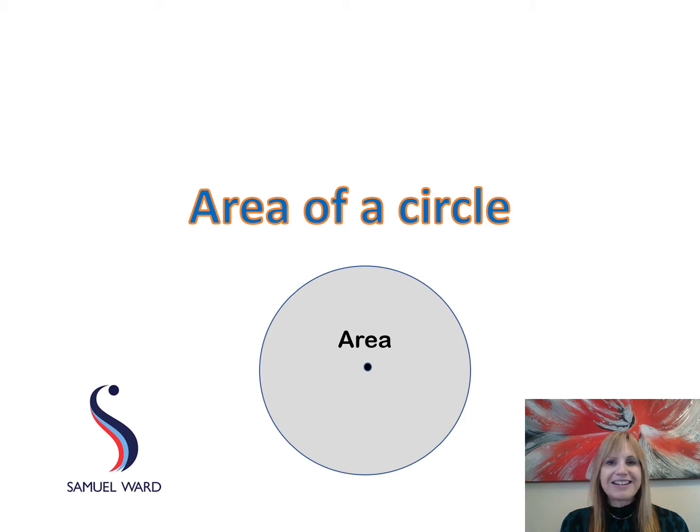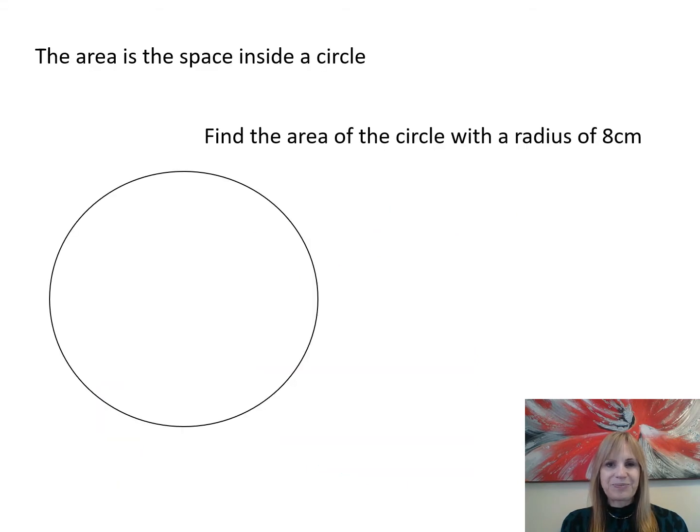Now let's find the area of a circle. So the area is the space inside of a circle, and we want to find the area of a circle with a radius of 8 centimeters. Now the formula we use is pi times r squared. So that means pi times the radius squared.